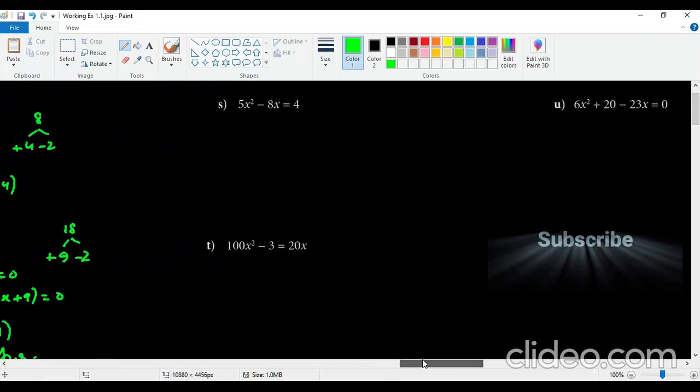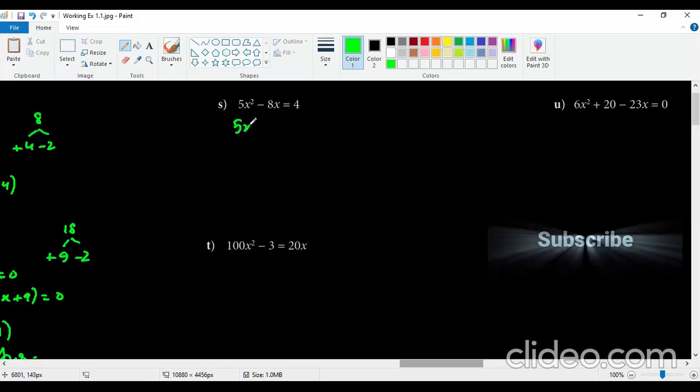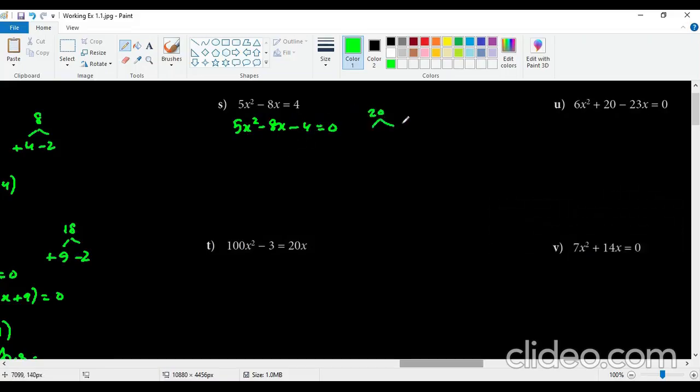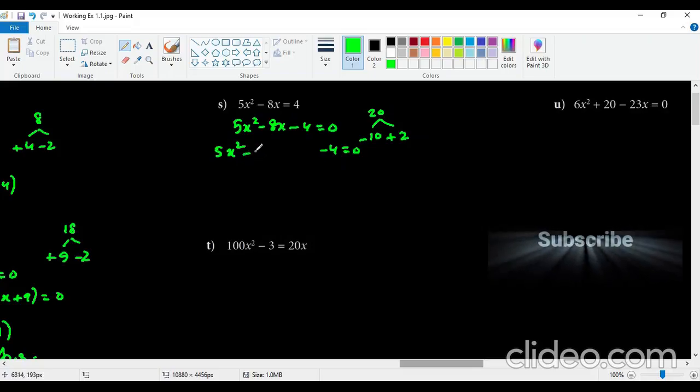In here, I will rewrite this 5x square minus 8x minus 4 equals 0. Now 4 times 5 is a 20. Now when 20 is factorized into two parts, it's going to give you 10 and 2. 10 times 2 is going to give you a 20, and minus 10 plus 2 is going to give you minus 8. Now in here I'm splitting once again. 5x square and minus 4 I'm writing once again, and minus 8, 10x and plus 2x is going to be giving you a minus 8.